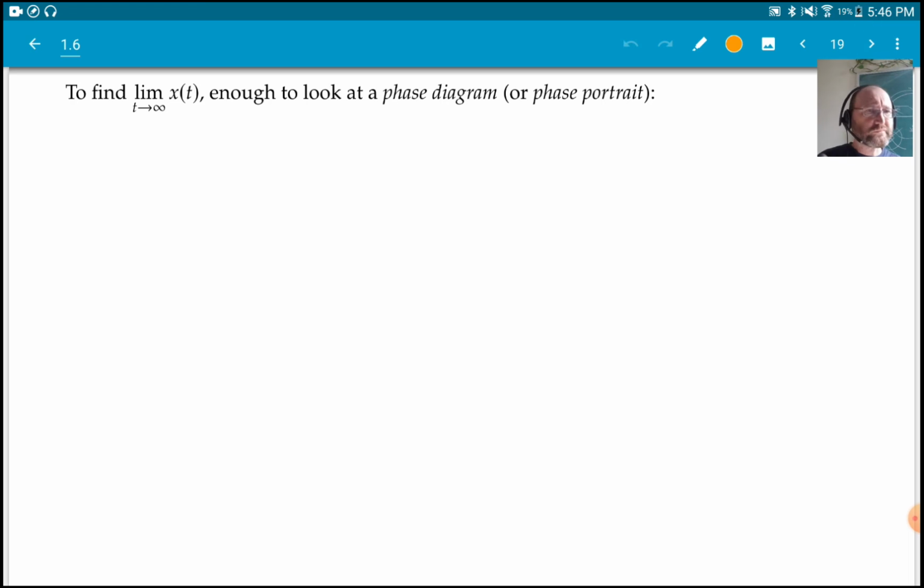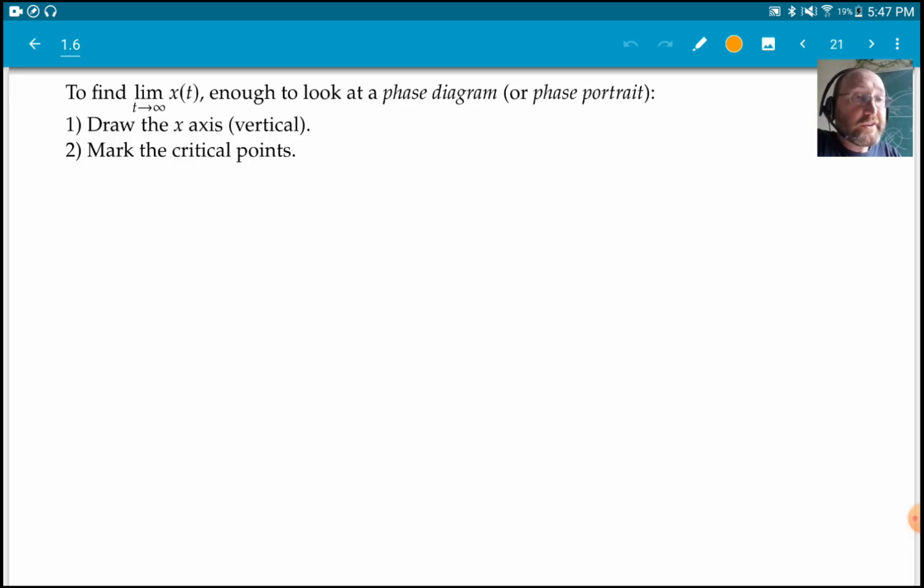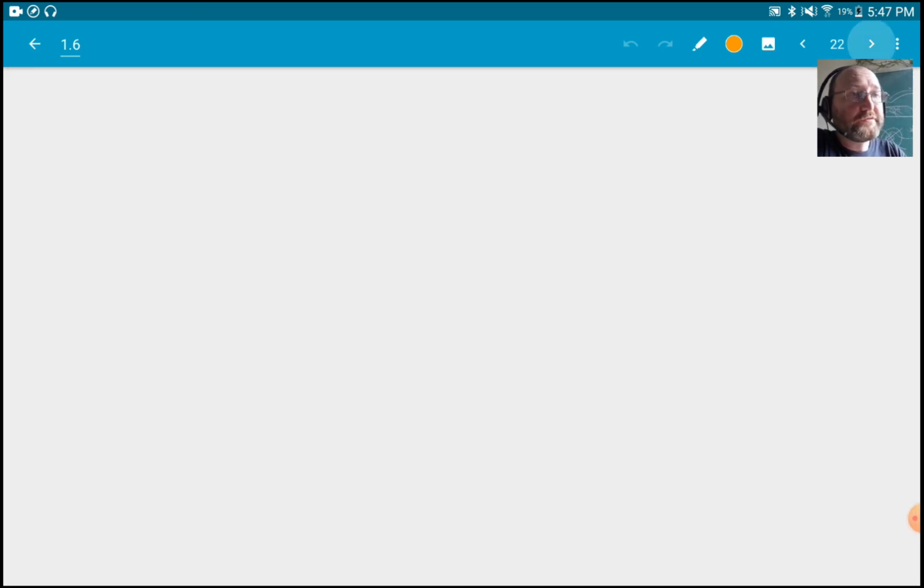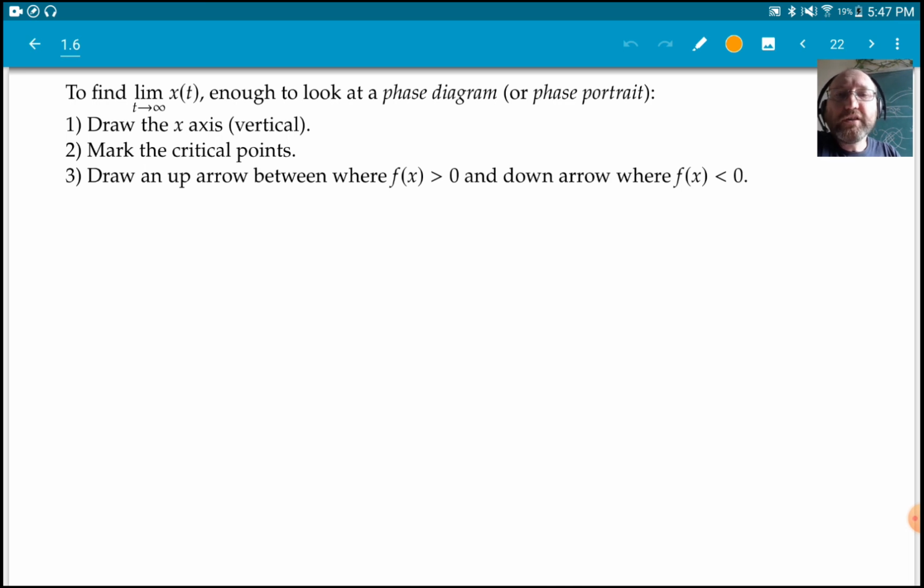So what's the procedure? Well, it's enough to look at the so-called phase diagram or phase portrait, if we're trying to look at the long-term behavior. So what is this? Well, we draw the x-axis, which is vertical. Then we mark the critical points, which is basically solving f of x equals 0, finding the roots of f of x. And then we draw an up arrow where f is positive and a down arrow where f is negative. All right? So let's do an example.